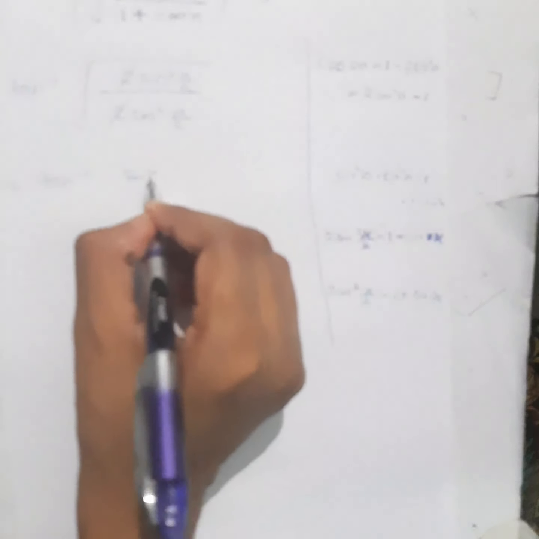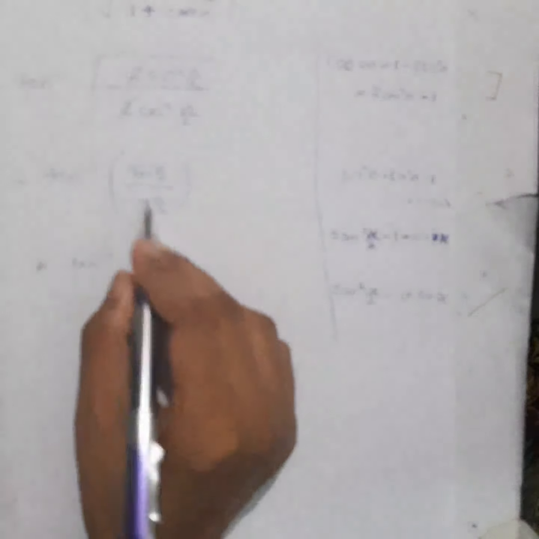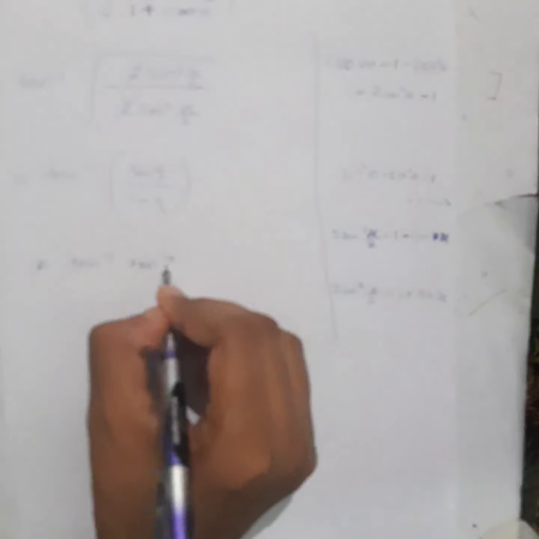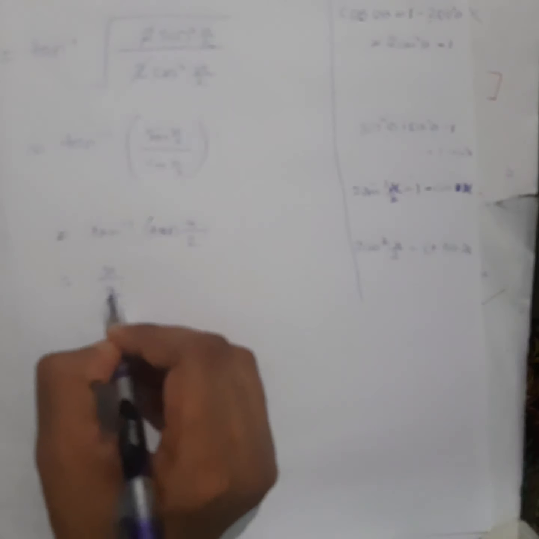So what will you get? 2 got cancelled. Sine square x by 2 by cos square x by 2, can you see? It becomes tan x by 2. So what will I get here? Tan inverse of this. Sine x by 2 by cos x by 2, can I write tan x by 2? Sine by cos is tan, right? Can you see how simple it became? It will be x by 2.